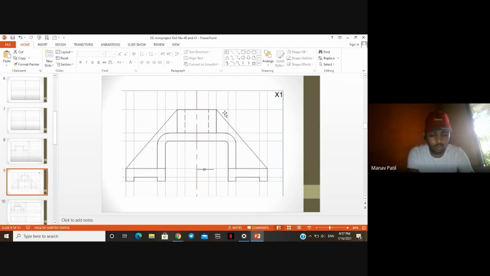Then connect on both the sides to make the ribs of the given object, and draw the hidden line of the top cylindrical part as shown here. And then mark the center. With this, the front view of the object is completed.